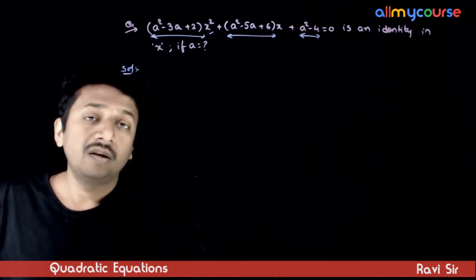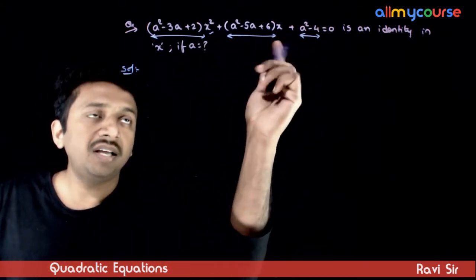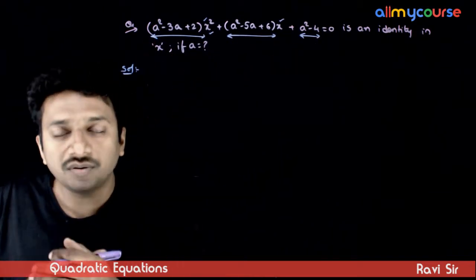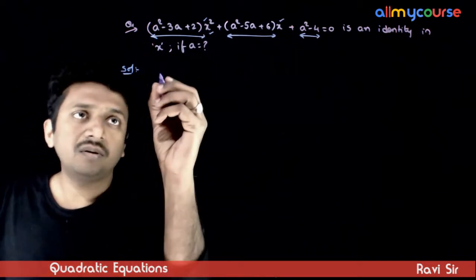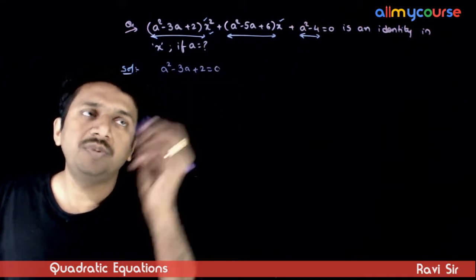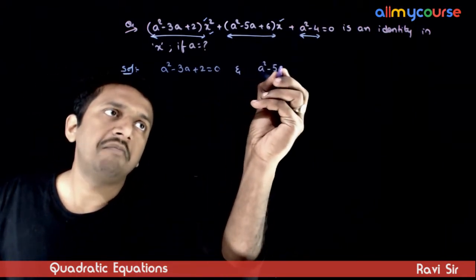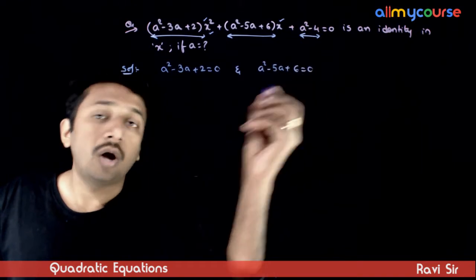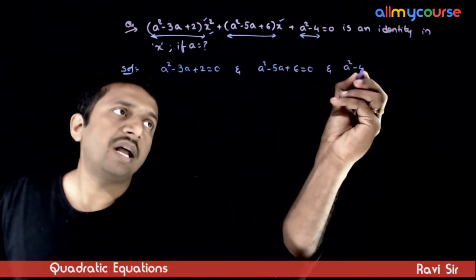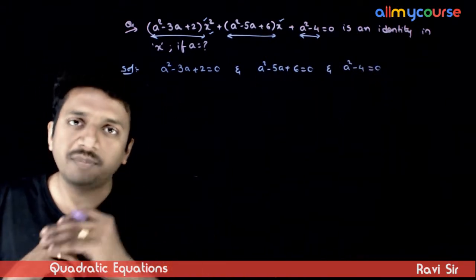Now, what is the concept that we are using here? If this has to be an identity in x, then all the coefficients have to be equal to 0. That's the concept. So a² − 3a + 2 has to be equal to 0, and a² − 5a + 6 also has to be equal to 0, and a² − 4 also has to be equal to 0. All these three have to happen.